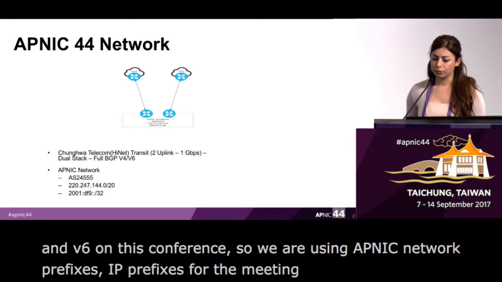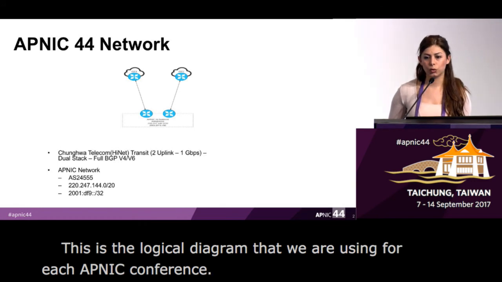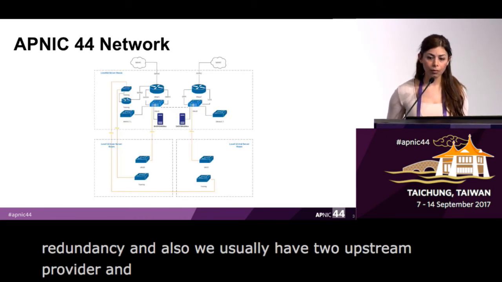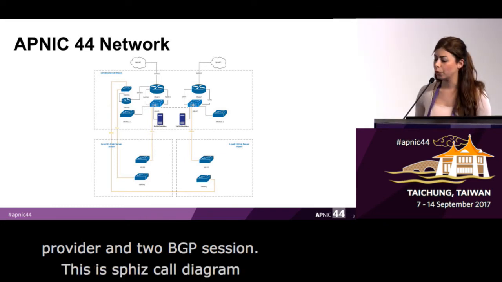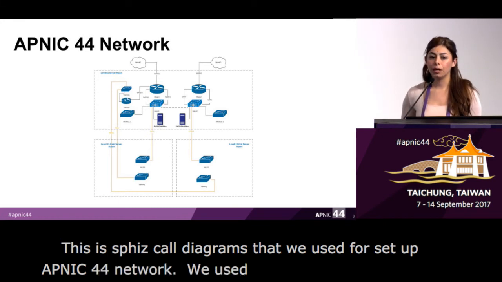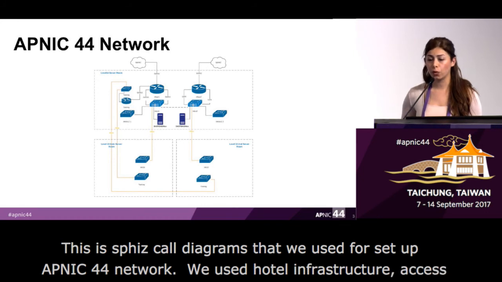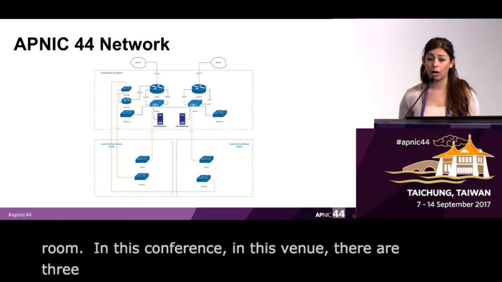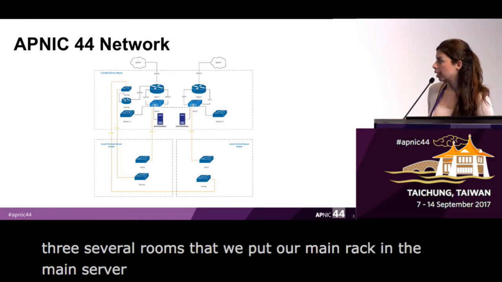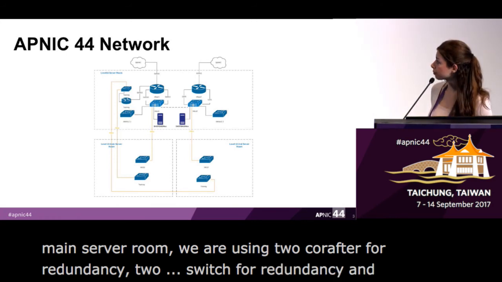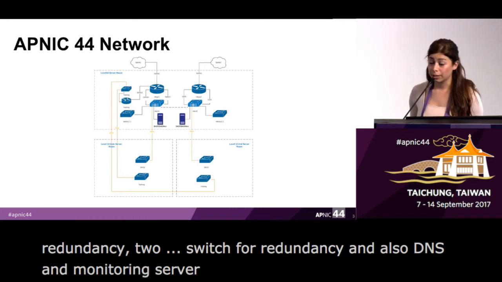This is the logical diagram that we use for each APNIC conference. We have two core routers for redundancy, and we usually have two upstream providers and two BGP sessions. This is the physical diagram that we used to set up the APNIC 44 network. We used the hotel infrastructure, accessing two patch panels for each data point in each room. In this venue, there are three server rooms, and we put our main rack in the main server room. We are using two core routers for redundancy, two core switches for redundancy, DNS and monitoring servers, the DHCP server for redundancy, and two wireless controllers.